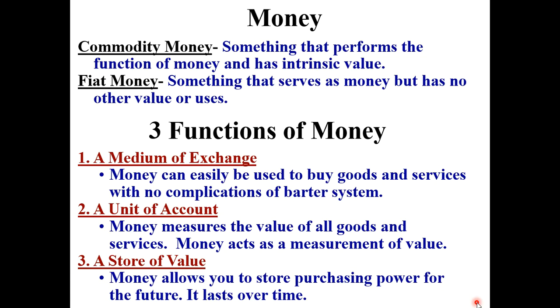Second factor that will make something money, it's got to be a unit of account. It's got to be able to measure the value of goods and services. It's got to be divisible and able to say this is worth that amount. And third, a store of value. Money can't go bad. Like milk couldn't be money because milk only lasts a couple of weeks before it rots. So money's got to last for a long time. It's got to be a store of value.